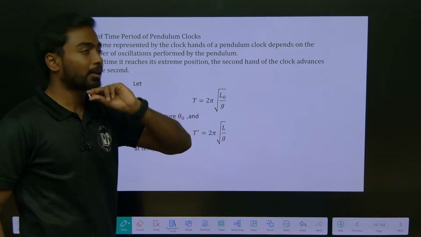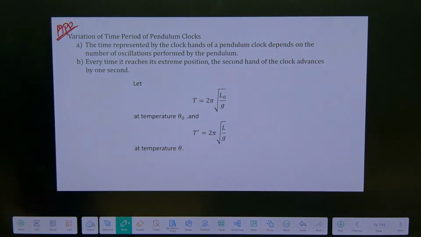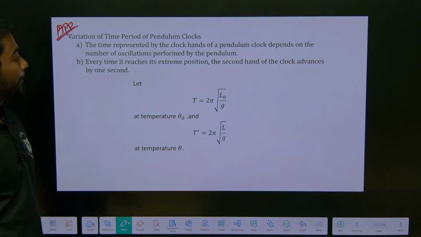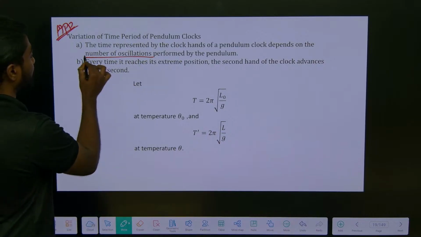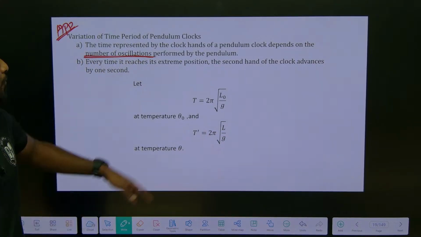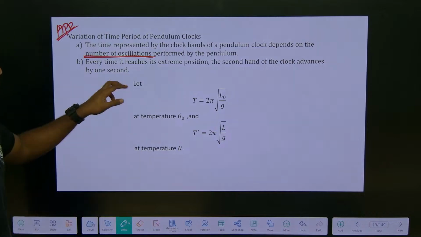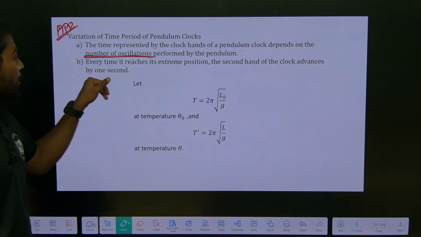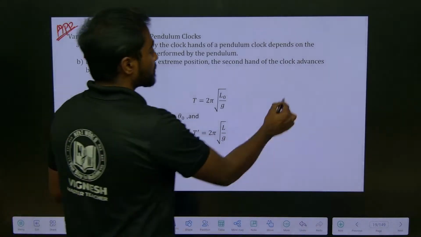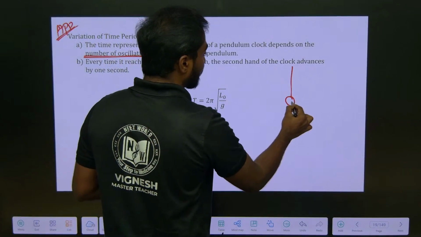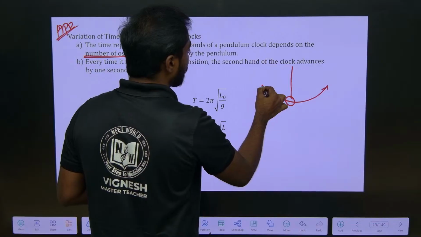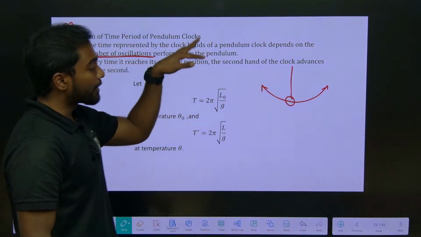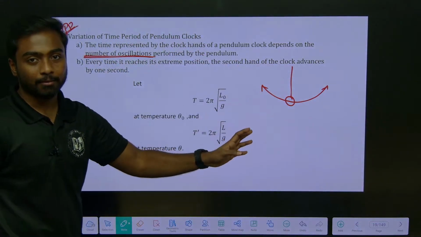The time represented by the clock hands of a pendulum clock depends on the number of oscillations performed by the pendulum. Every time it reaches the extreme position, either right side or left side, the second hand of the clock advances by 1 second, and it goes for the next second. Okay.